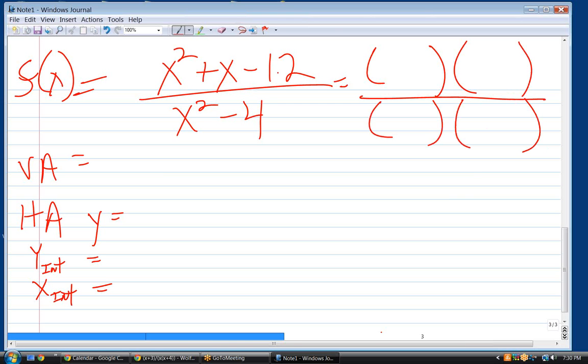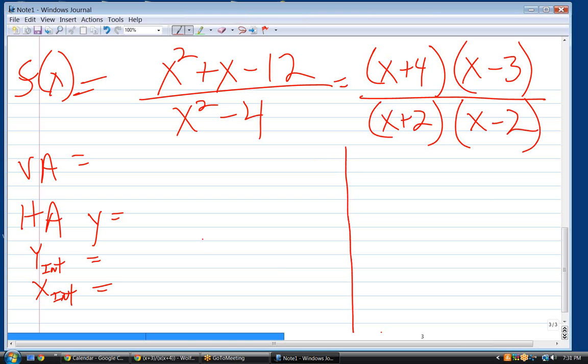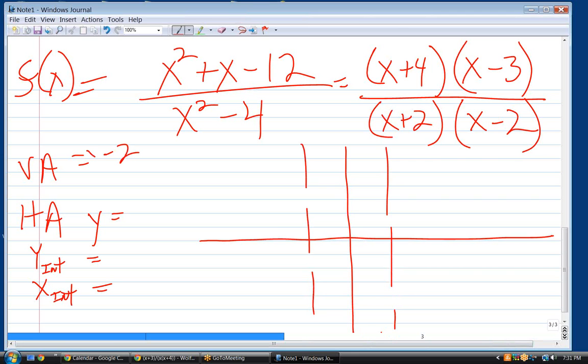What does the top factor into? x plus 4, x minus 3. And the bottom? x plus 2, x minus 2. So nothing cancels there, but we can go to our vertical and horizontal asymptotes. Vertical? 2, negative 2. Horizontal? 1. Where are we at over here?